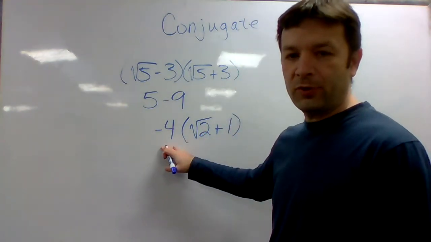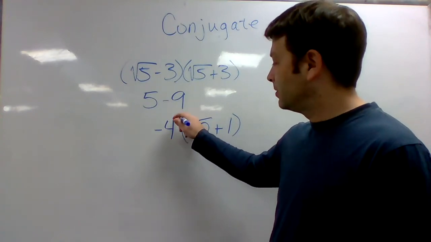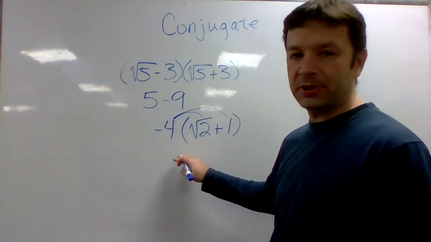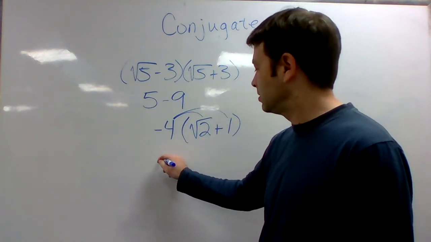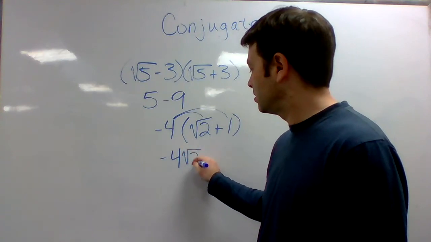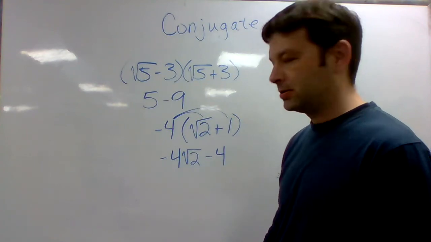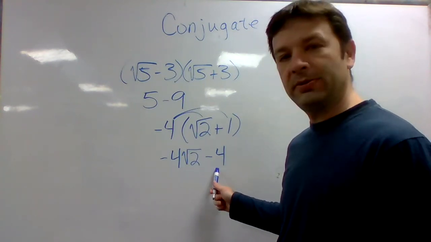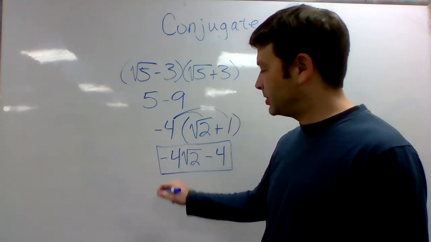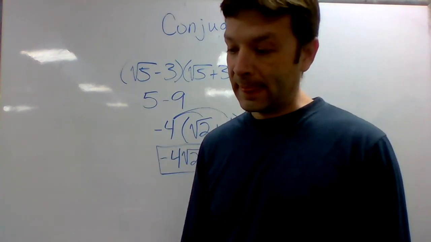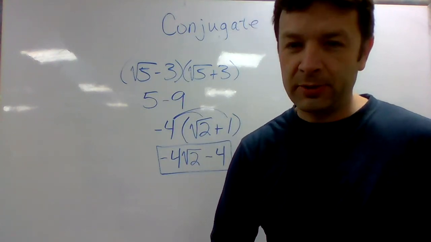So it's no longer a FOIL problem now because the first thing we did turned into just a negative 4. Now it's more like a simple distributive problem. So what's negative 4 times square root of 2? And what's negative 4 times 1? Okay, do those mix? No, they do not add or subtract together. That's all we can do, and that would be the answer. All right, hopefully this made sense to you guys. Good luck with your assignment.